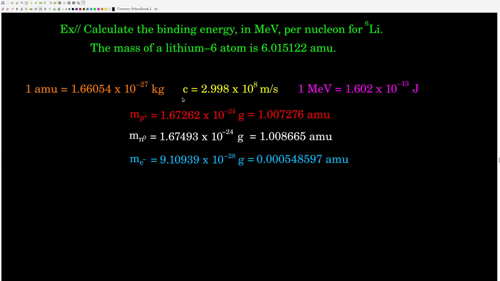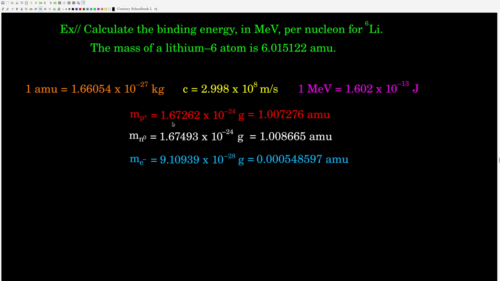And so what we're going to do here is give you the units in AMUs and grams. These are some conversion factors that you may need. And I'm telling you that the mass of a single atom of lithium-6, that isotope, is 6.015122 AMUs, remember, atomic mass units. With this information, you have enough to calculate the binding energy in mega electron volts per nucleon. So see if you guys can figure that out. Go ahead and work on that. Pause the video and come on back when you're done.